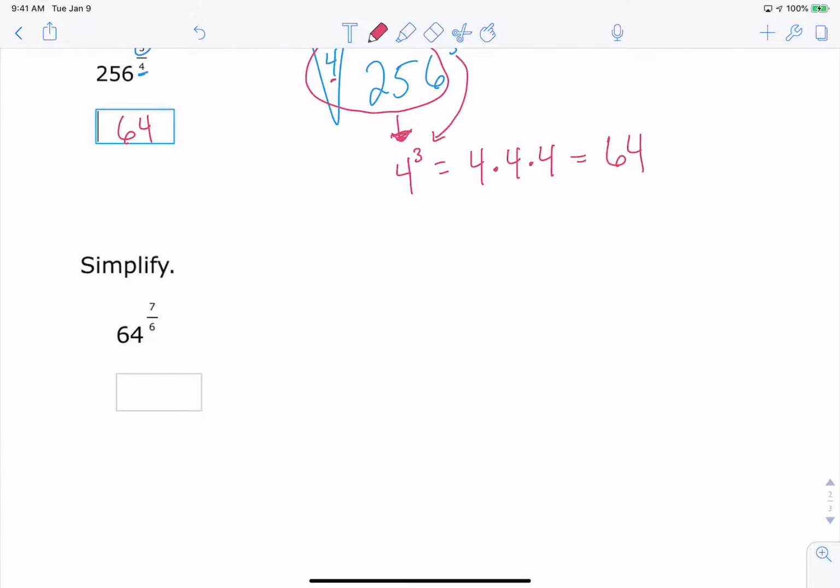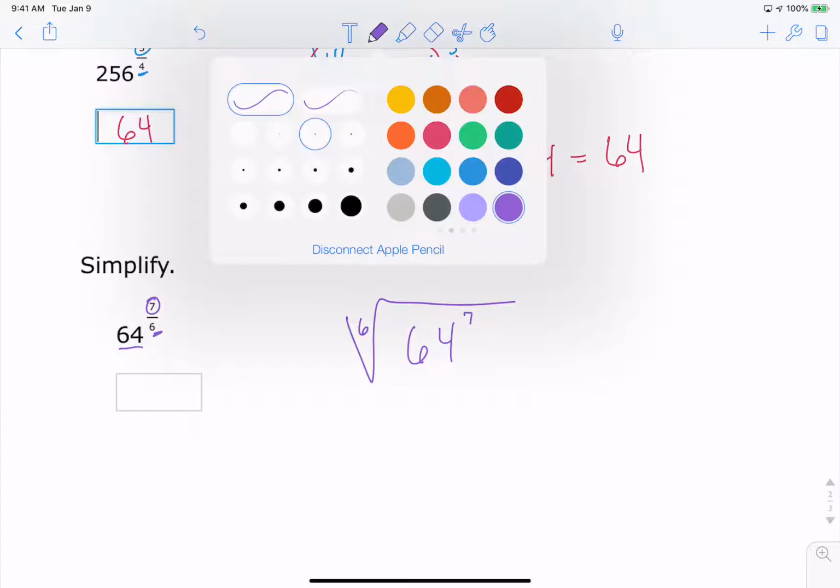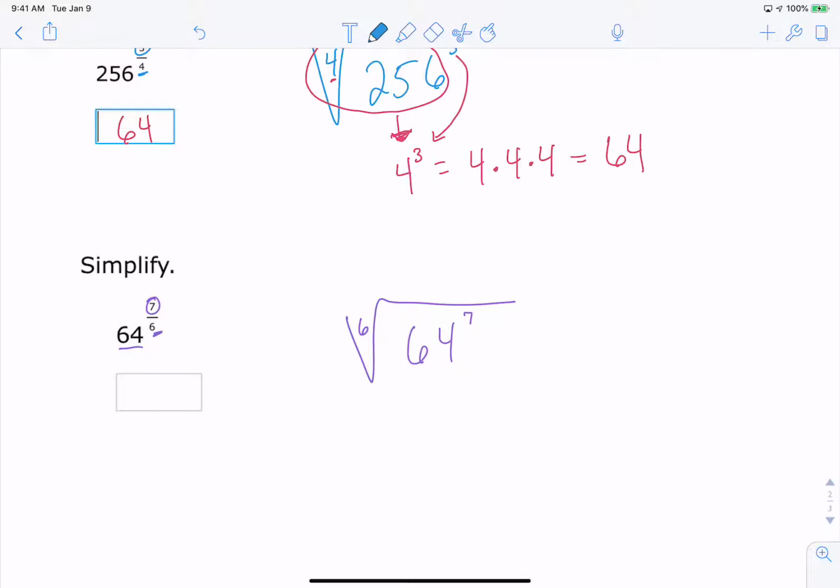All right, and last one here. 64 is your base. 7 is going to be your power in here, and then 6 is your index. So we're trying to figure out what number multiplied by itself 6 times would give us 64. So we want to start low with the 2's. All right, so we want to see what 2 to the 6th power is equivalent to. All right, and that would be 64. So what that means is when we take the 6th root of 64, that gives us 2.